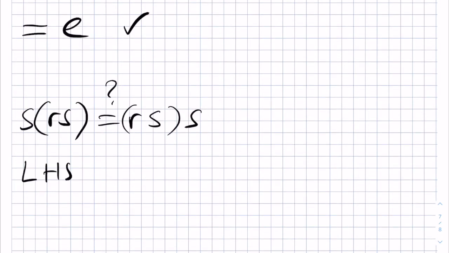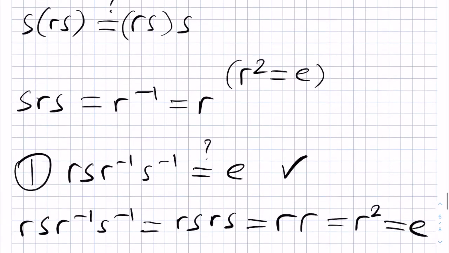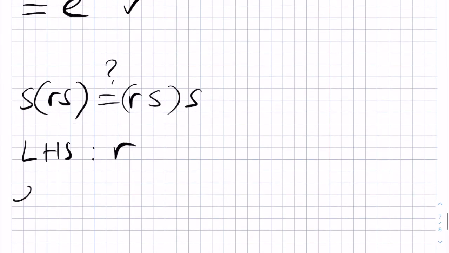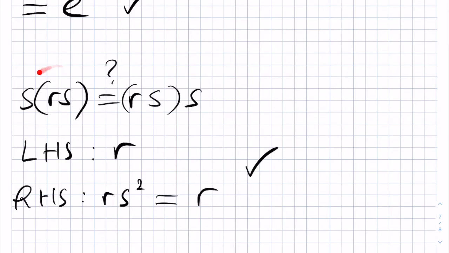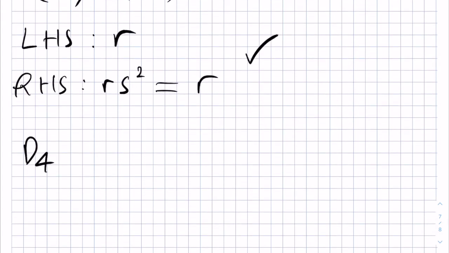Well, the left-hand side is an R because SRS is R inverse, which is R. And the right-hand side, well, this is RS squared by removing the brackets, and S squared is E, and so we just have R. These two match up, and so indeed, this result is true. Hence, by checking manually, all elements commute with one another, and therefore D4 is an abelian group.